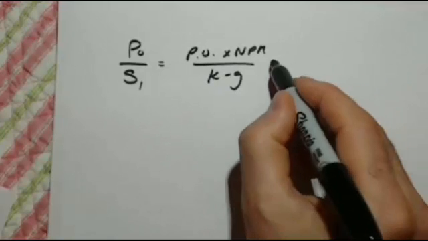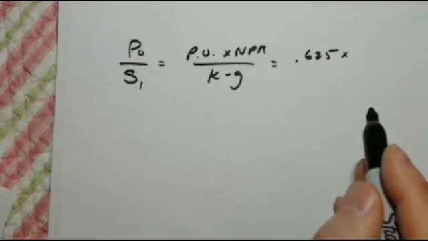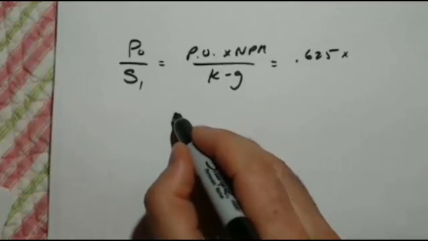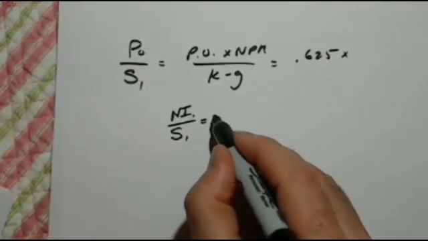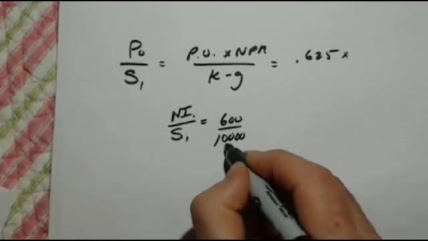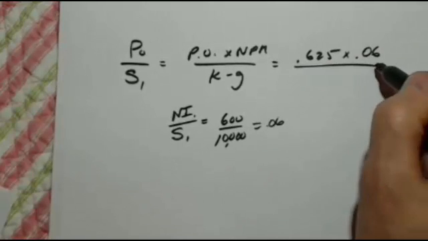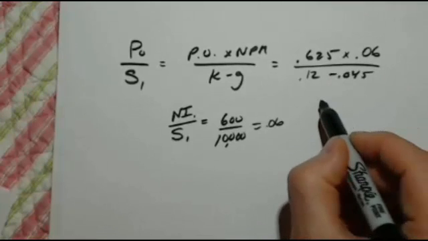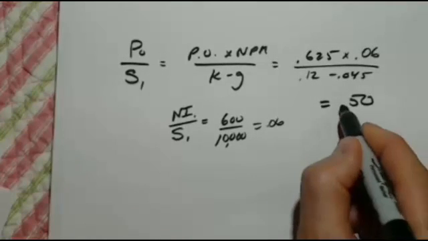G. We know that payout is 63%, and the net profit margin, what is that again? Well, that's got to be net income divided by sales, right? And that's going to be 600 divided by 10,000. That's got to be 6%. So 0.06, net profit margin, 6% profitability. K is 0.12, growth is 0.045. We get, all said and done, this is price to sales is 0.5.